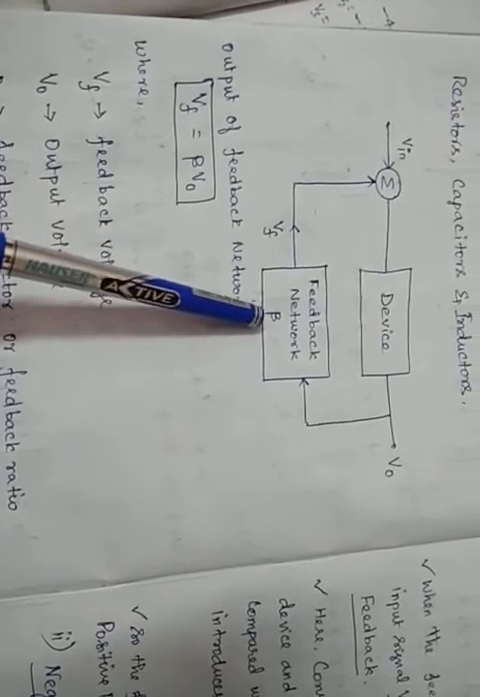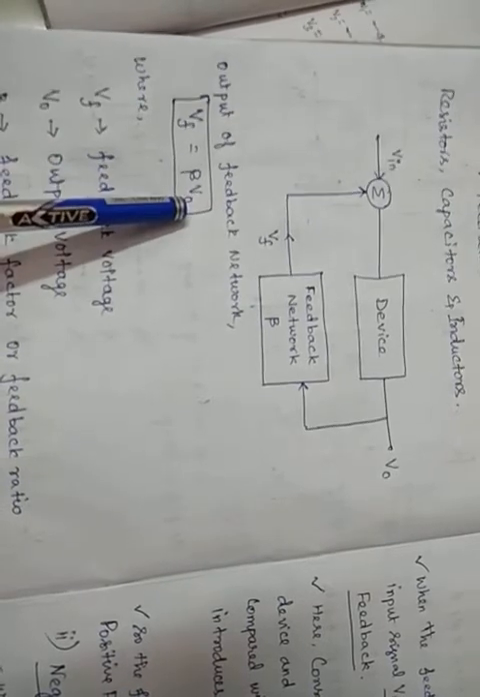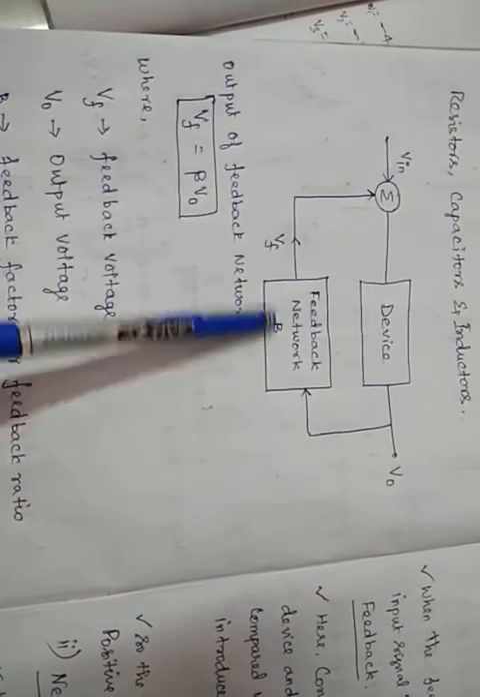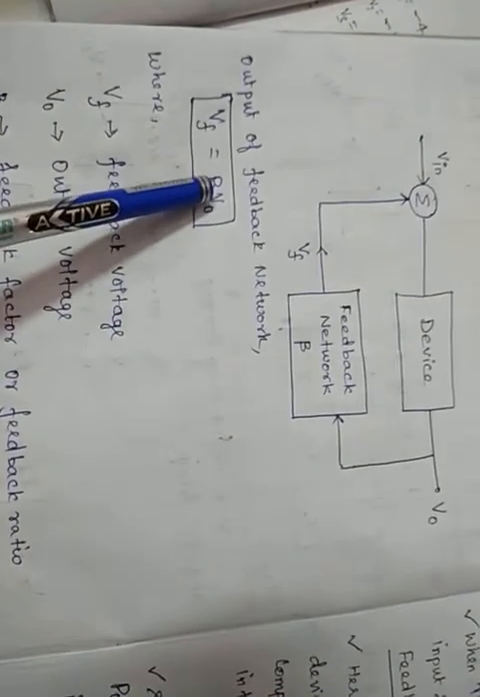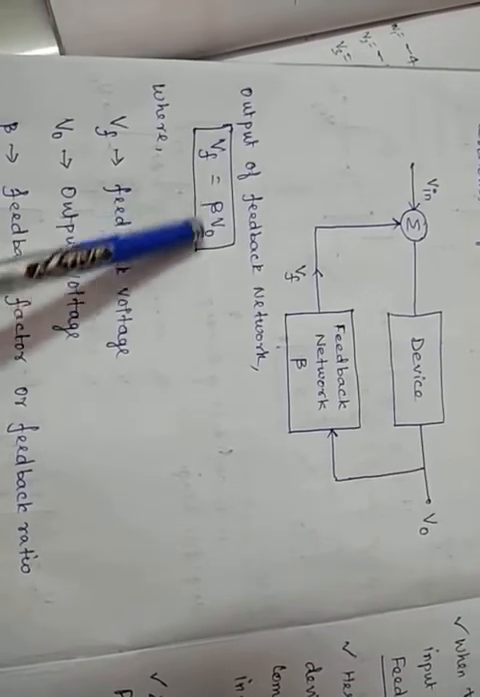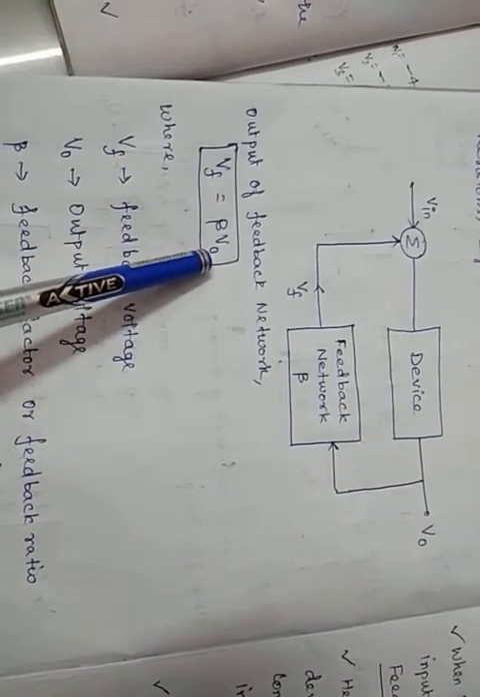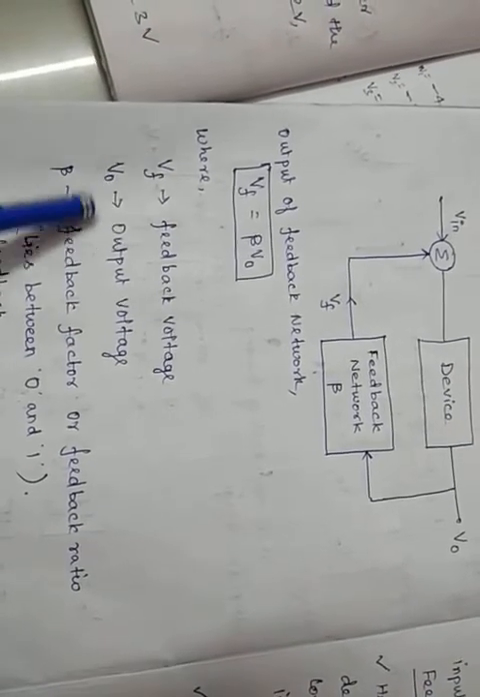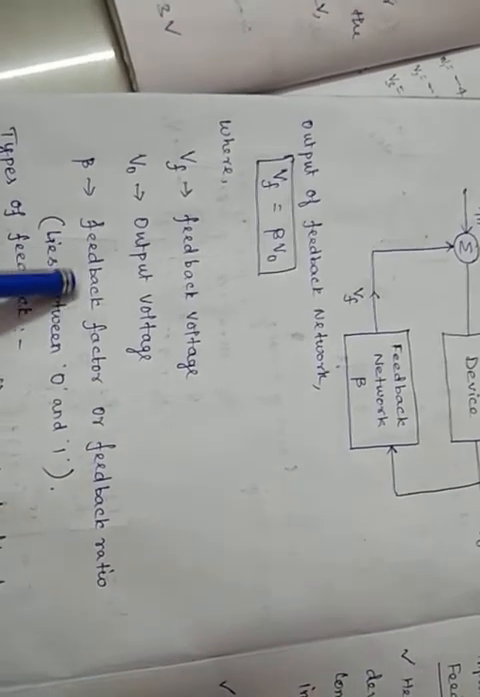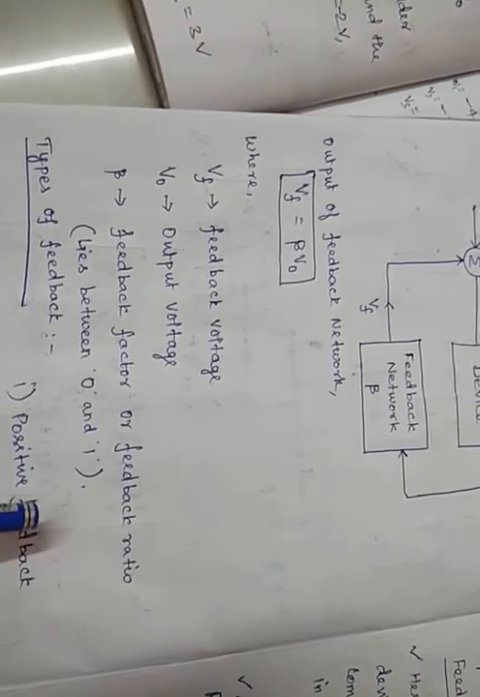So this feedback will be used in amplifiers and oscillators, and beta is the gain of the feedback network. Vf equals beta V0. So V0 is the input to the feedback network and Vf is the output from the feedback network. So beta equals output by input. Generally gain means output by input, right? So the output of the feedback network is Vf, which we can write as beta into V0. Vf is the feedback voltage and Vout is the output voltage, and beta we can call the feedback network gain or feedback ratio. It always lies between 0 and 1.